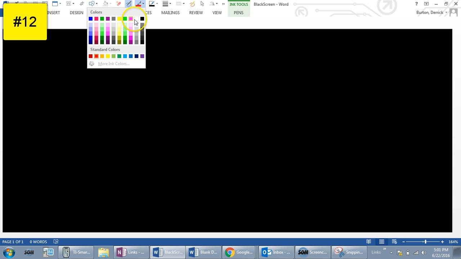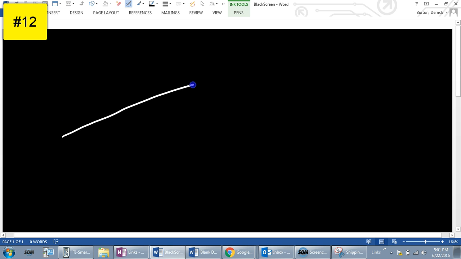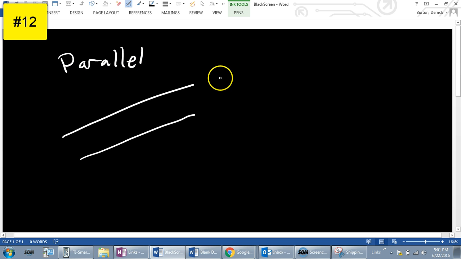Parallel and perpendicular lines. So here's an example of parallel lines. Now the way their slopes work, if lines are parallel, their slopes are the same. So I'm going to use M for slope. So if this lower line has a slope of, say, 2/3, then the upper line will also have a slope of 2/3. Alright? Parallel lines have the same slope.